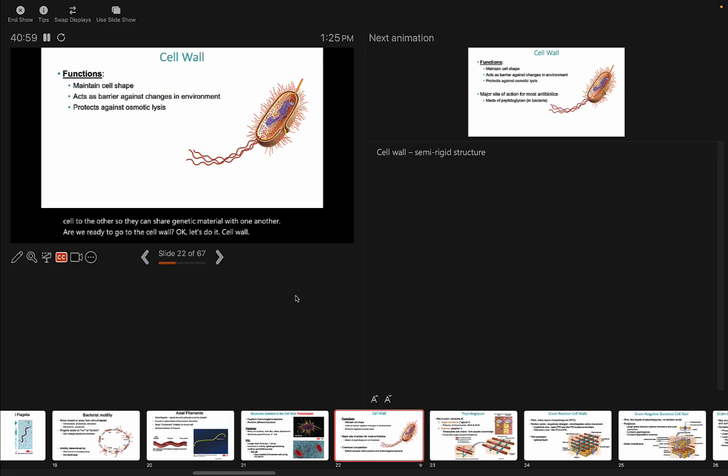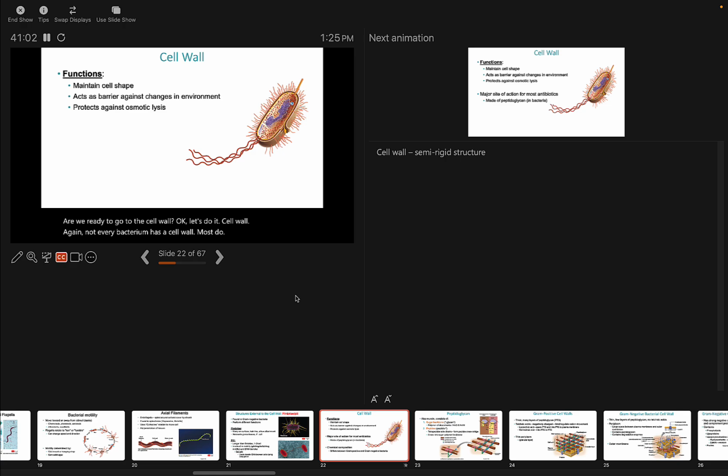Again, not every bacterium has a cell wall, most do. The cell wall generally functions, 1, to help maintain cell shape, 2, to help protect the cell from changes to the environment. It can act as a little bit of a barrier. It is not solid, so don't picture like a brick wall. It's a little bit more than a chain link fence, but like a wooden fence, right? It's pretty solid, a wooden fence, but there's also gaps. So the wooden fence helps you a lot. Things can come in and out, but it protects you still too.